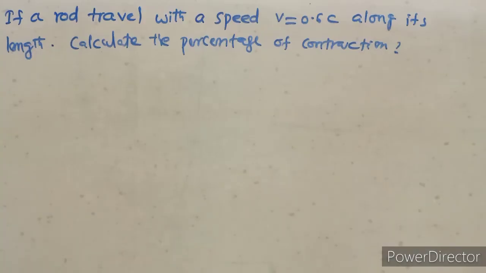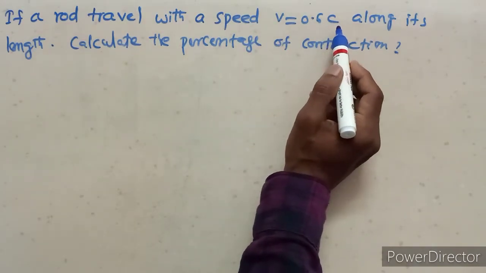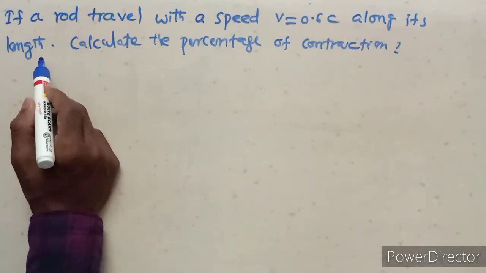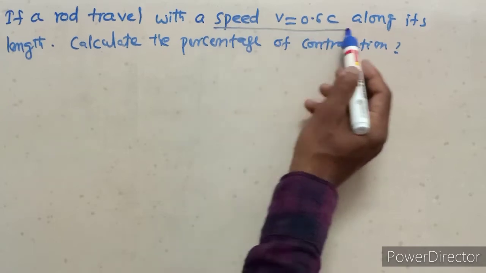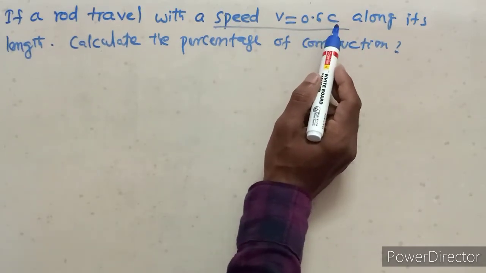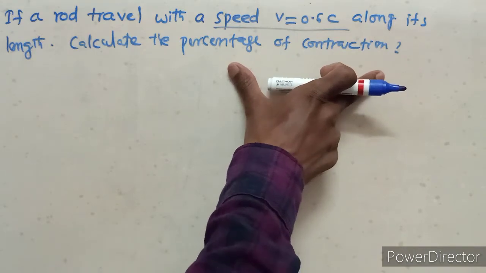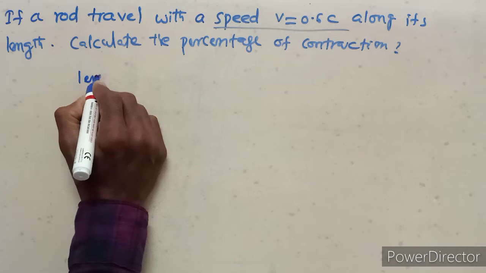The next problem: if a rod travels with a speed of 0.6 light velocity along its length, calculate the percentage of contraction. What is the formula of the length contraction?